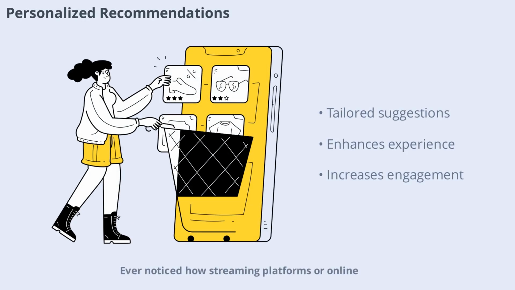Ever noticed how streaming platforms or online stores suggest content or products you might like? Language models analyze your preferences and browsing history to make personalized recommendations. By understanding your interests and behavior, these systems deliver tailored suggestions, enhancing your experience and keeping you engaged. This application is widely used in e-commerce, entertainment, and news platforms.